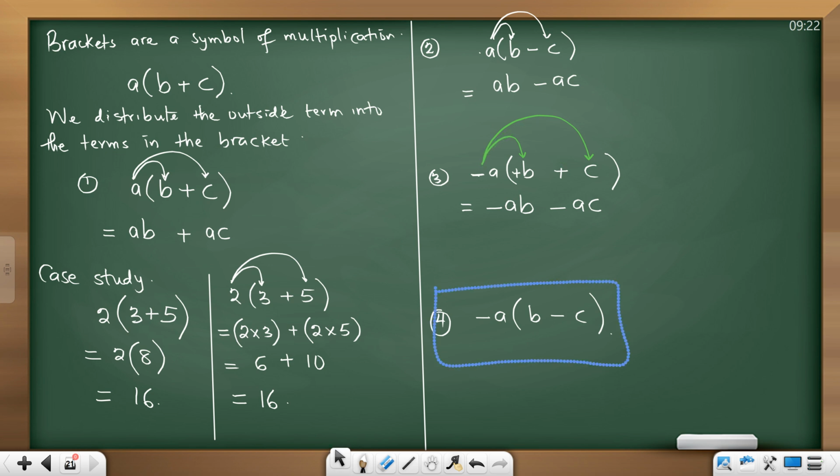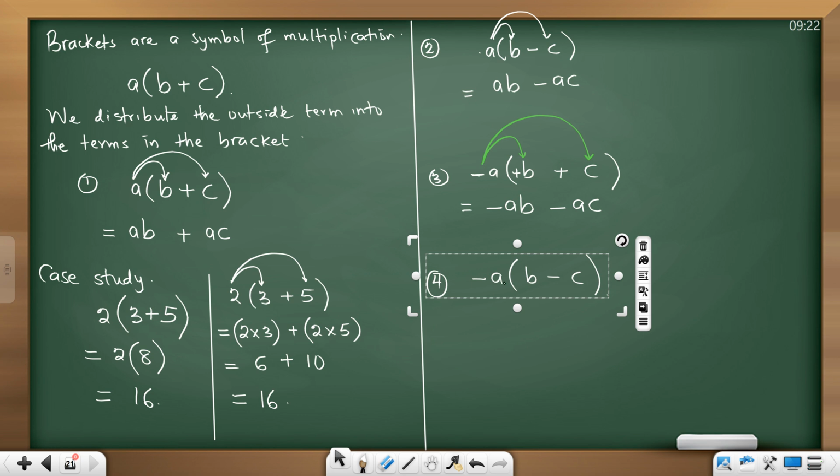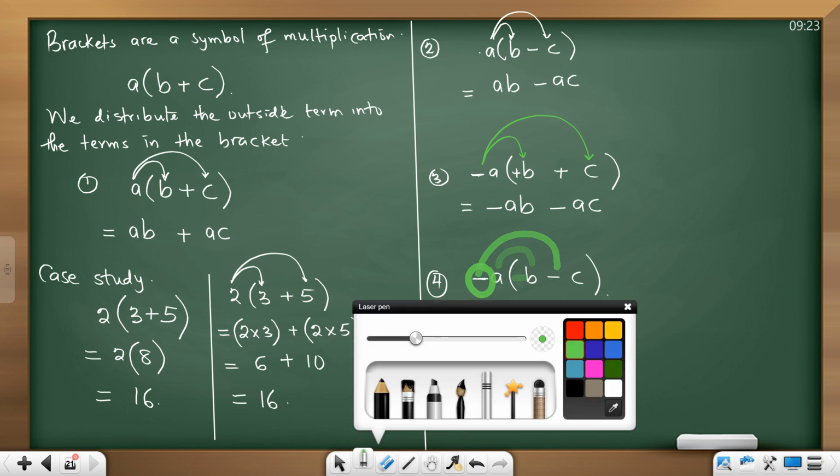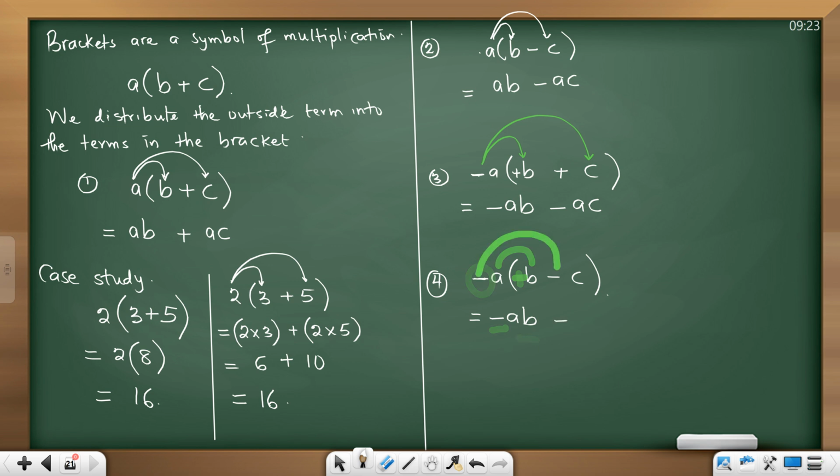Look at number 4. It's a negative A times B. What would that be? Negative AB. But a negative here, call your attention. Negative times a positive gives us a negative, A times B, AB. But a negative times a negative would actually give us a positive. And A times C would be AC.